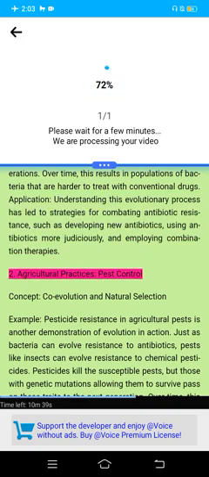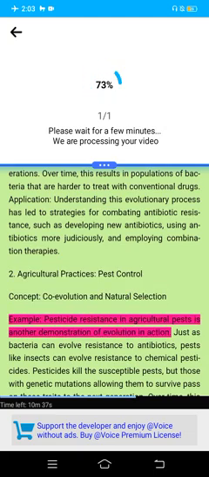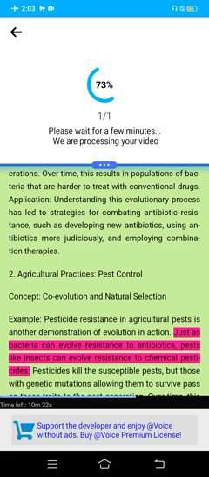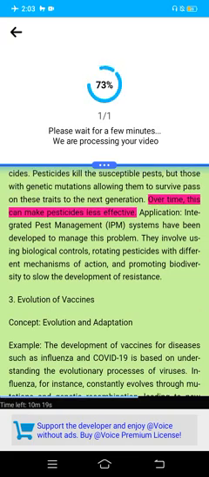2. Agricultural practices, pest control. Concept: coevolution and natural selection. Example: pesticide resistance in agricultural pests is another demonstration of evolution in action. Just as bacteria can evolve resistance to antibiotics, pests like insects can evolve resistance to chemical pesticides. Pesticides kill the susceptible pests, but those with genetic mutations allowing them to survive pass on these traits to the next generation. Over time, this can make pesticides less effective.